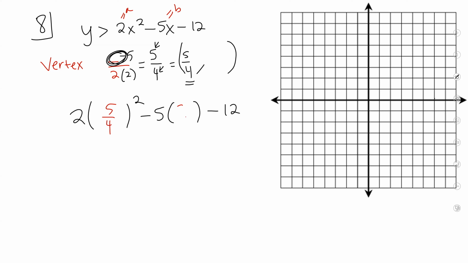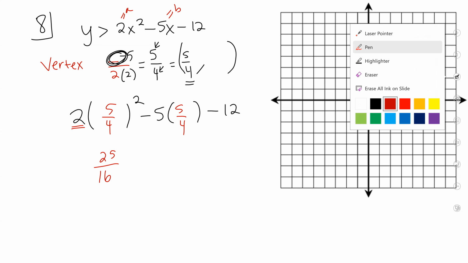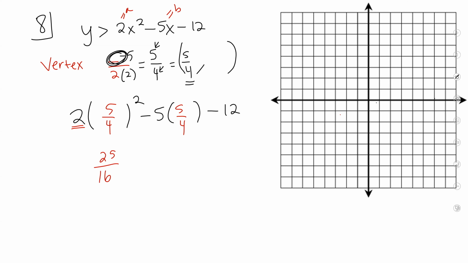5 over 4. Okay, so 5 squared is 25. 4 squared is 16. And we're going to multiply it by this 2, so this will become 50. Or we can actually reduce this. 2 over 16 will just become an 8. You guys see that? Okay. And then this will become negative 25 over 4 minus 12.